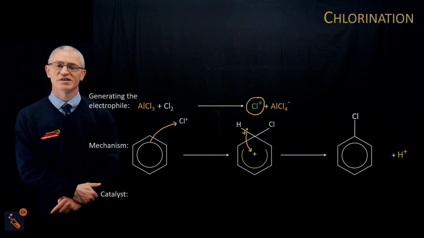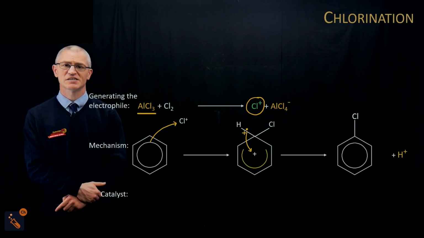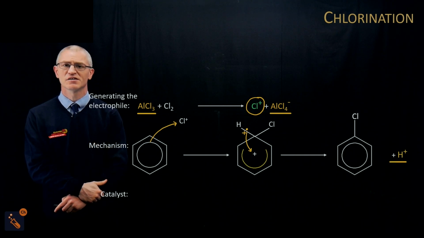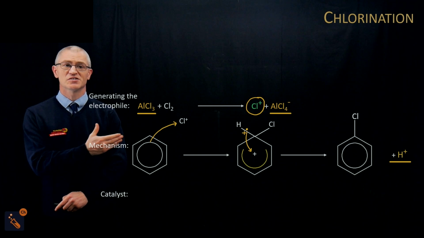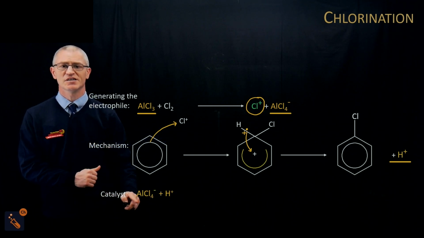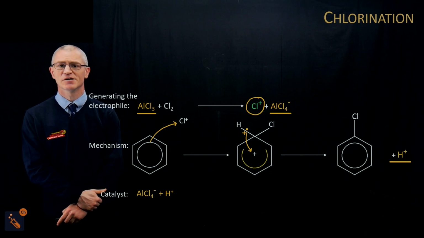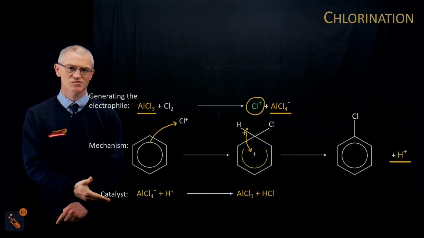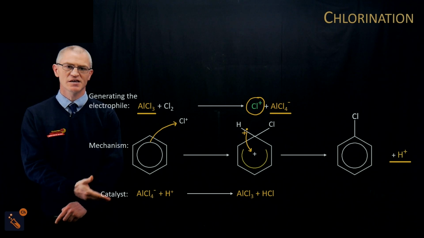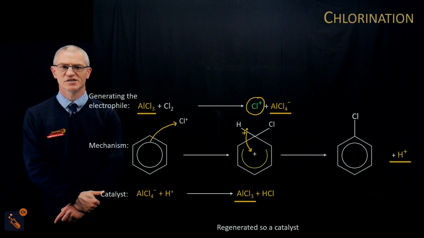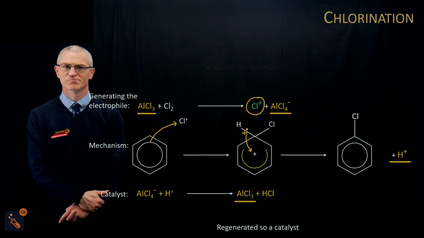We then regenerate our catalyst by taking here, the AlCl3 has turned into the AlCl4-. That AlCl4- is going to react with the H+ that's produced over here. Okay, and we've got it here. AlCl4- plus H+ goes to the AlCl3 plus HCl. And it's really important you know all of these equations. Now you notice your AlCl3 is regenerated, so a catalyst.